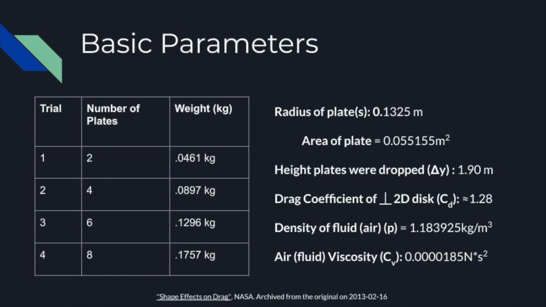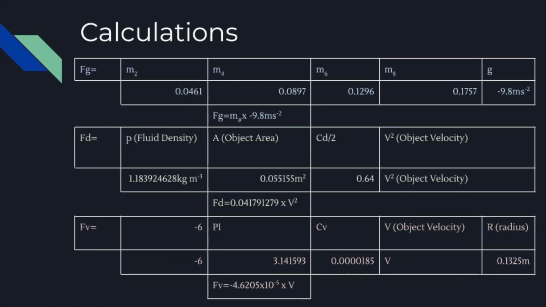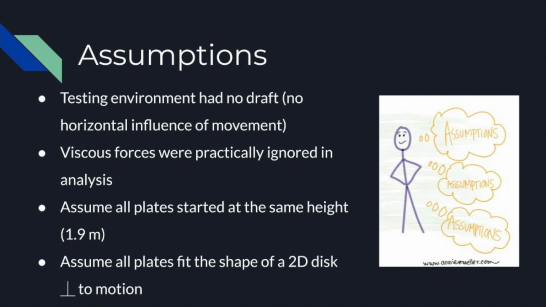The basic parameters of our experiment include vital information in order to calculate the gravitational, drag, and viscous forces. Using the equations for the force due to gravity, the drag force, and the viscous force, we were able to calculate the values for each of these forces for the different trials, being 2 plates, 4 plates, 6 plates, and 8 plates. We made the following assumptions throughout our model.